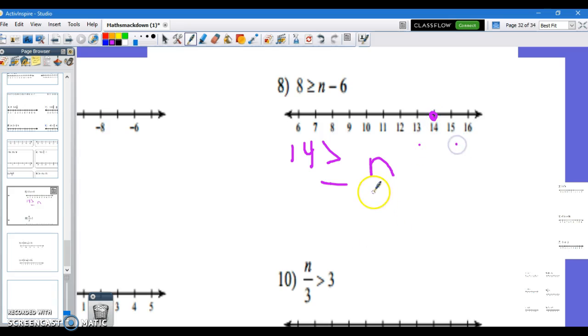A 13 or 15. 14 is greater than 13, that is true. 14 is greater than 15, not true. So the arrow should be going in the direction of the 13, which is towards the left. That one was too easy, right?